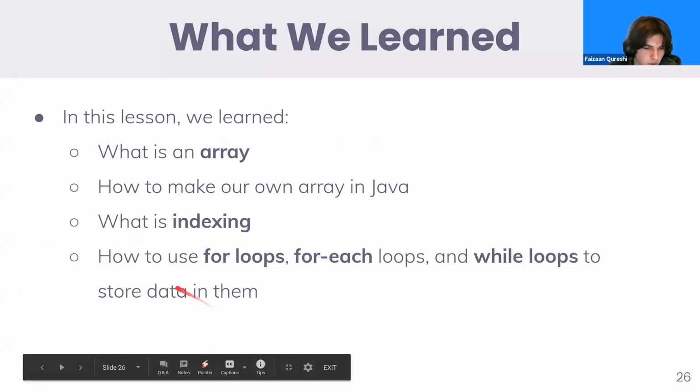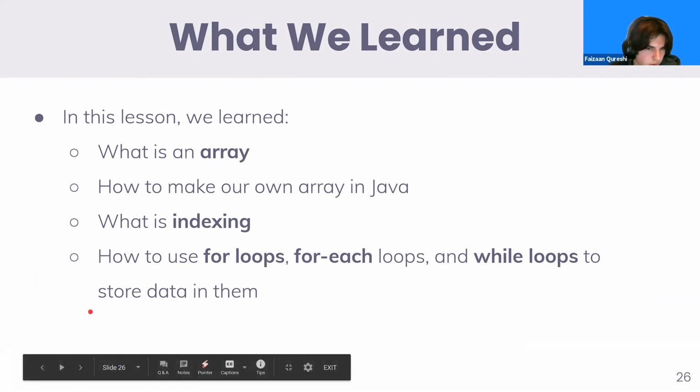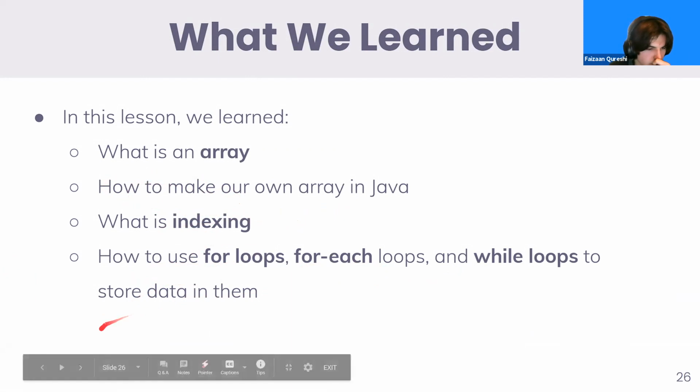So let's just go over what we learned. In this lesson, we learned what an array is, how to make your own array in Java, what indexing is, how to use indexing, and how to use, for example, the length of the array, array.length. We learned how to use for loops, for each loops, and while loops, and why we use each one of them and their applications.